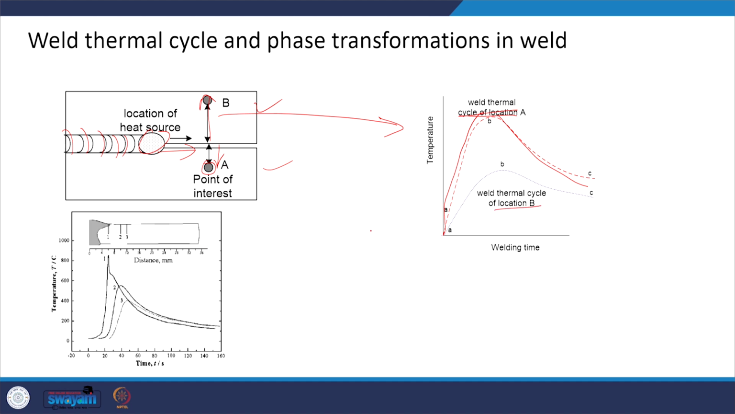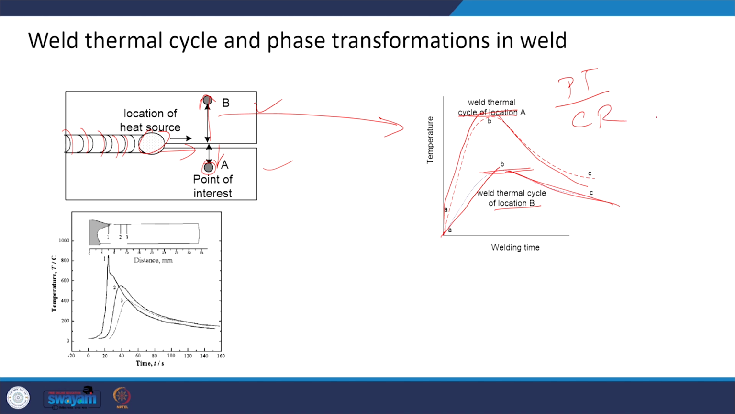as compared to the other point B, which is located away from the weld center line, that will be experiencing the lower heating rate, lower peak temperature and the lower cooling rate. Okay. So, these are the three things of great importance. One is the peak temperature, another is the cooling rate.